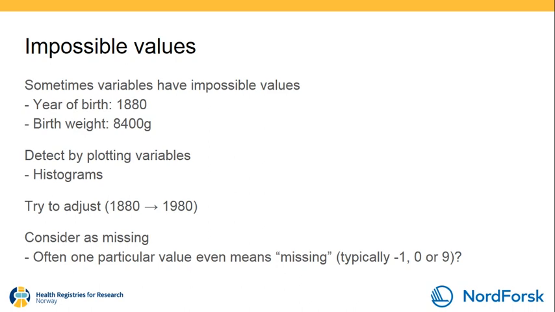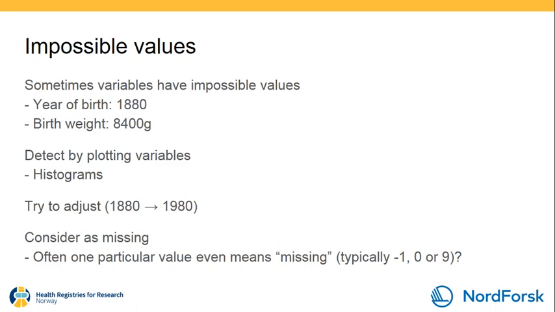Often you can just consider these impossible values as missing. For example, in the case of 8,400 grams, you don't know if they meant to write 5,400 or 3,400, right? Or 840 or 800 or 400. It's very difficult to know. Maybe you could deduce that based on other variables. For example, if they're born very prematurely, maybe it's 840, but still it's a risk to do that. So you would probably be better off considering it as missing. And very often they actually mean missing.